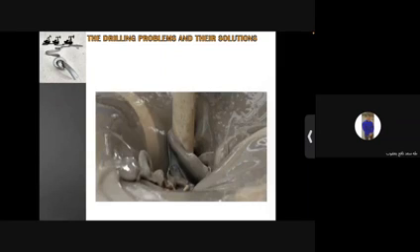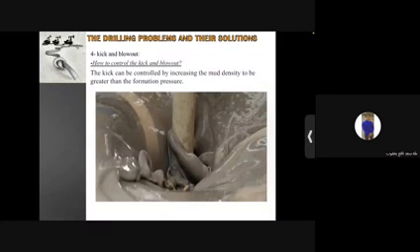How to control the kick and blowout? The kick can be controlled by increasing the mud density to be greater than the formation pressure, as shown in this picture.